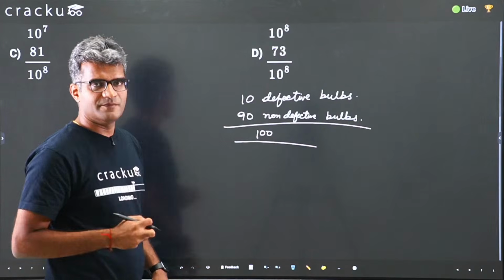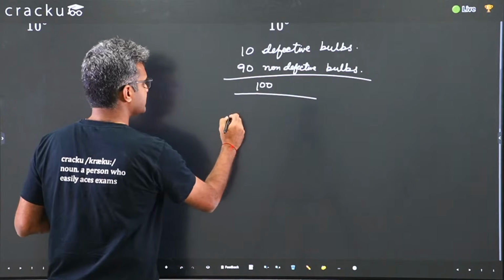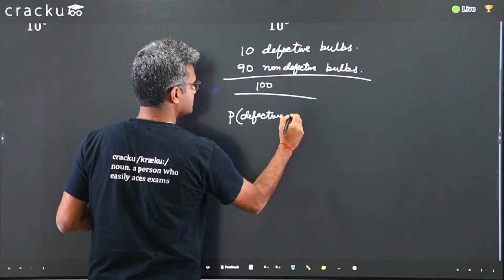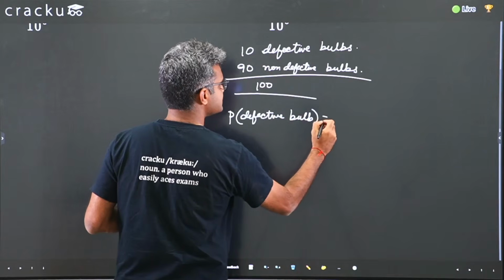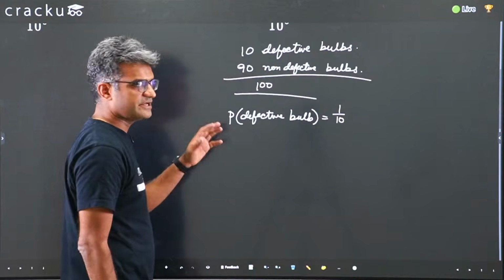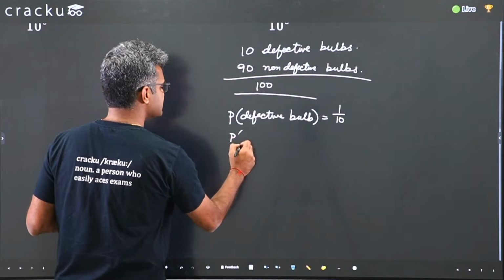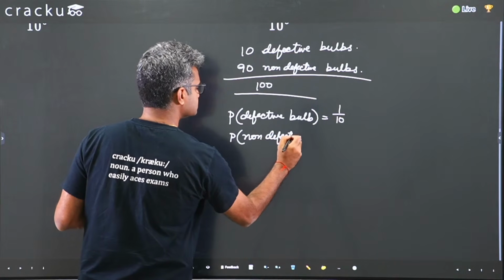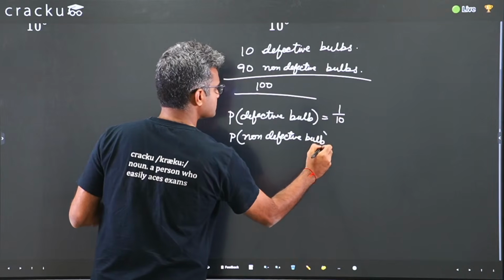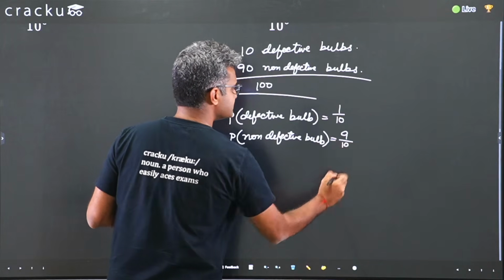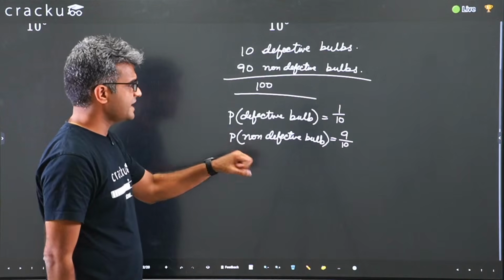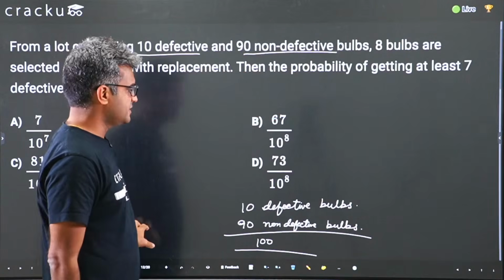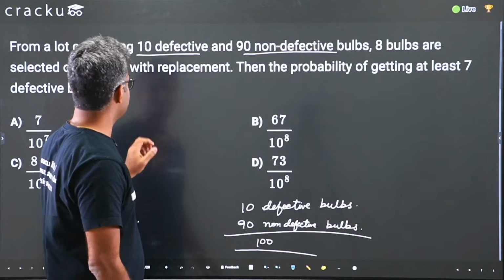So if you are picking one bulb from this lot, what is the probability that it is a defective bulb? The probability that it is a defective bulb is 1 by 10, which is 10 by 100. And the probability that it is a non-defective bulb will be 9 by 10, that is 90 by 100. If you are picking 8 bulbs from this lot, and they are picked with replacement, what is the probability that we are getting at least 7 defective bulbs?